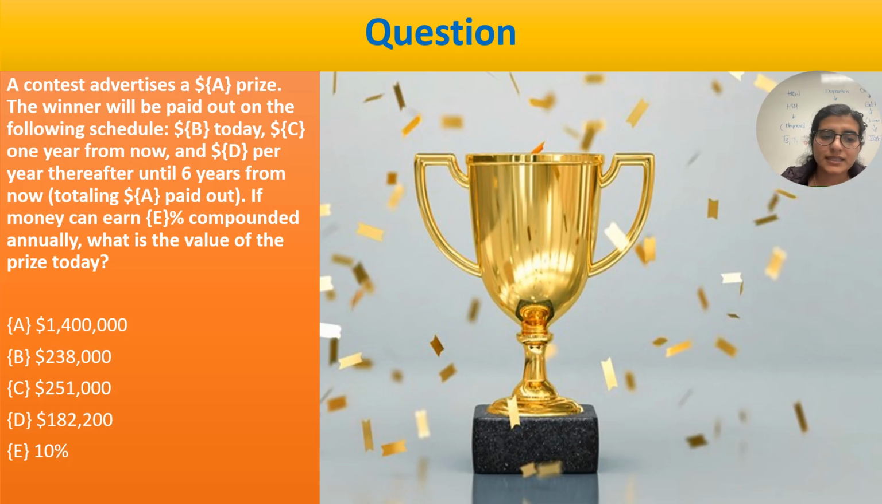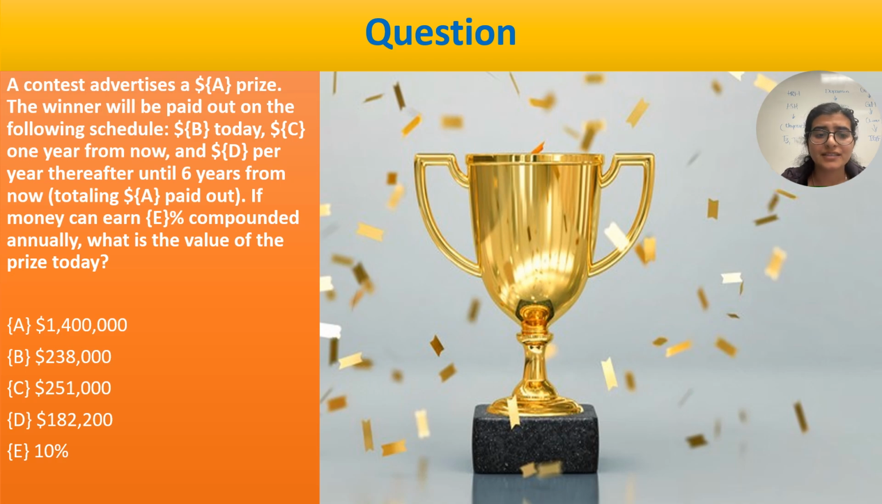After that, another amount is $251,000 paid 1 year from now. That is my year one value, and another is $182,000 paid annually from year 2 through year 6. To determine the present value today, we must discount each of these future cash flows.